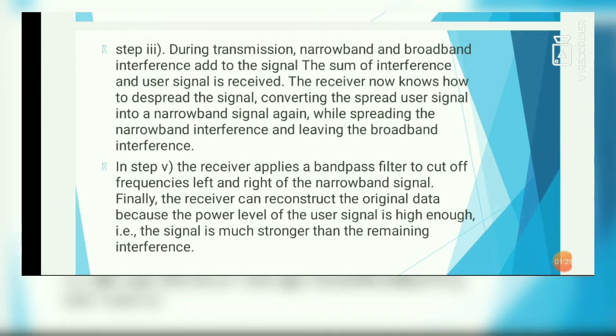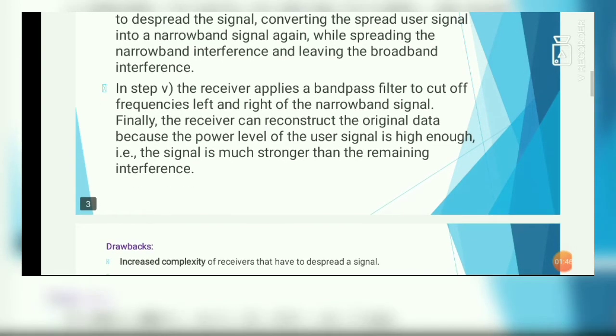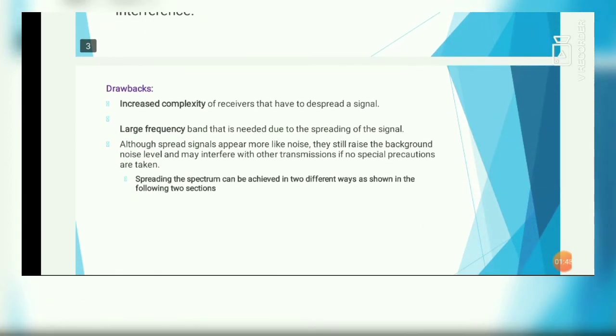In step 5, the receiver applies a band pass filter to cut off the frequencies left and right of the narrowband signal. Finally, the receiver can reconstruct the original data because the power level of the user signal is high enough, that is, the signal is much stronger than the received interference.